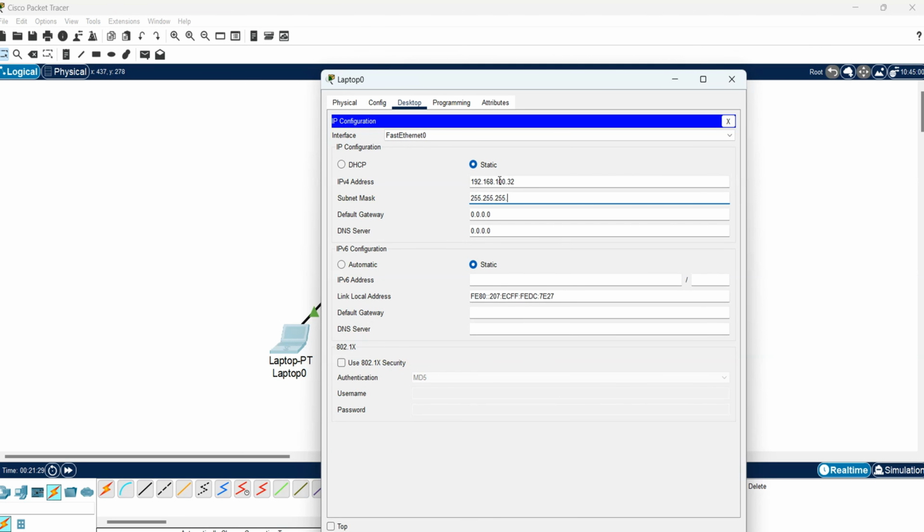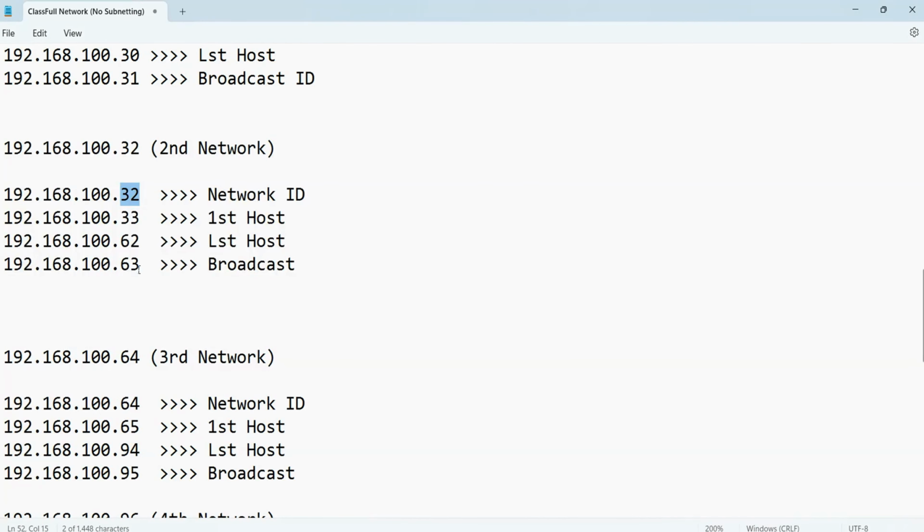Well, we have to change the subnet mask. 224. There you go. Oh, you can't put that. That's a network ID because I'm putting 224. Okay, well, let me go ahead and put the broadcast, which is 63.